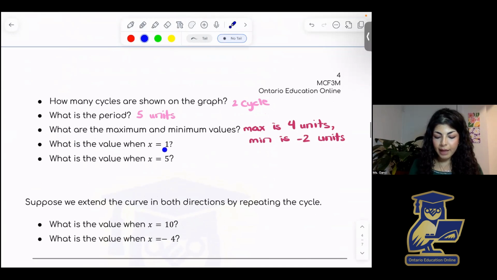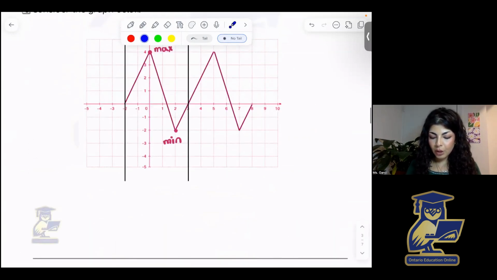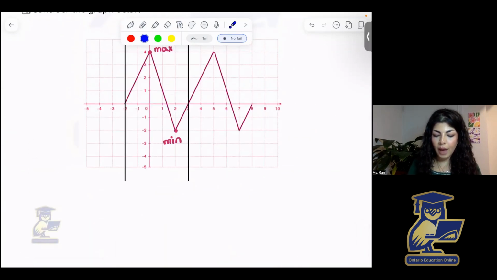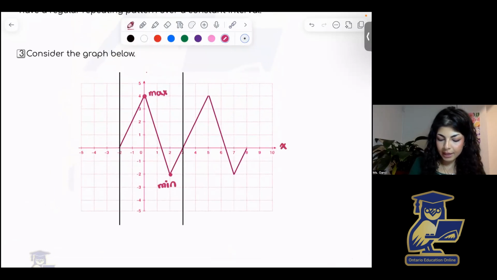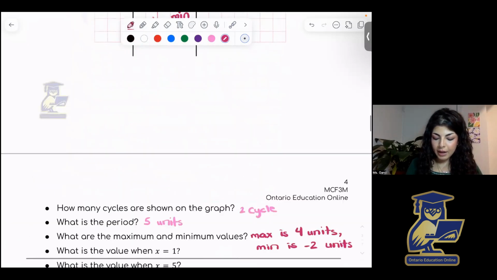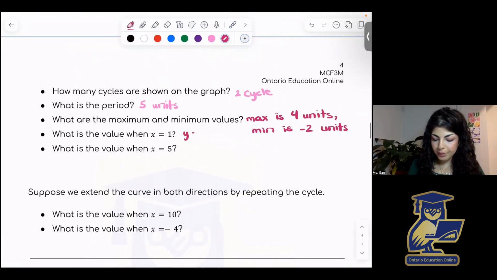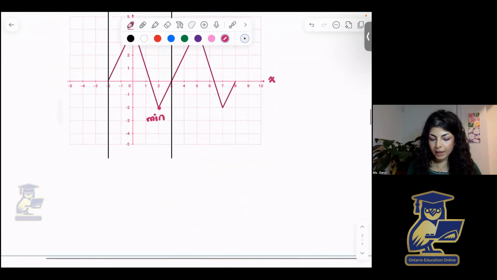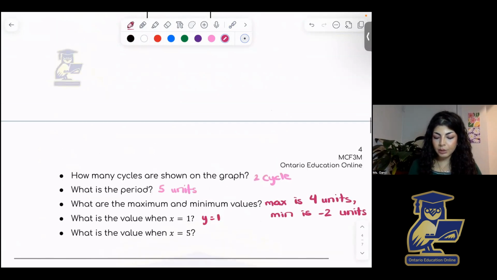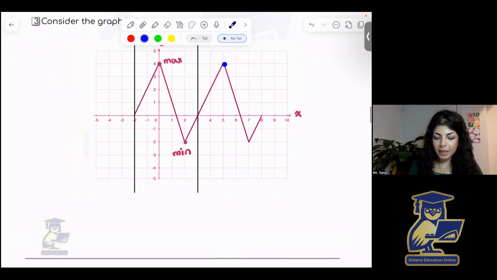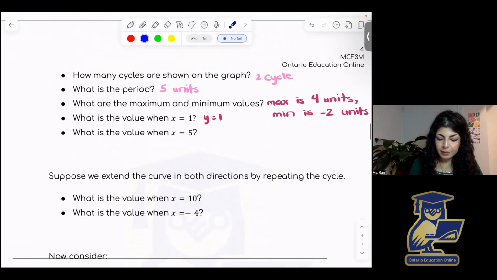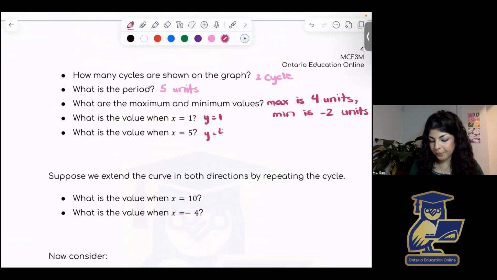Now here, what is the value when x is equal to 1? So here, x is equal to 1. Let's just say for the sake of right now, this is x and this is y. Then y is equal to 1. And also, what is the value when x is equal to 5? X is 5. We have our peak, which is 4. So y is equal to 4.